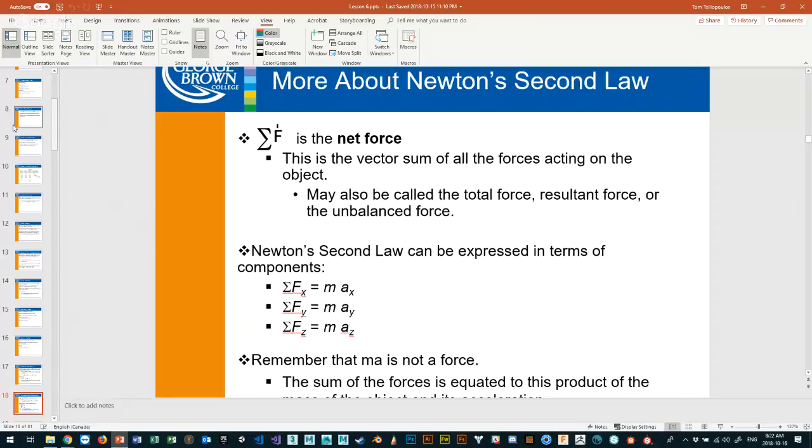Which is the net force, the sum of all forces across the x-axis. So sigma, the big sigma with F and a little axis symbol down here, is equal to the mass of an object times the acceleration across that x-axis, as an example. So it can't just be some acceleration, it has to be acceleration across a particular axis as well, right?